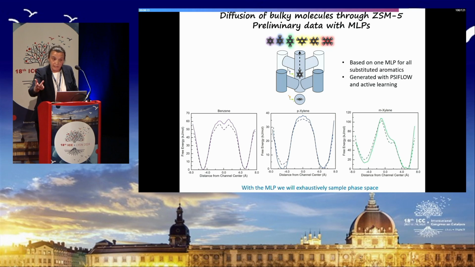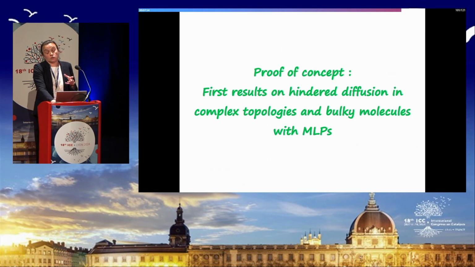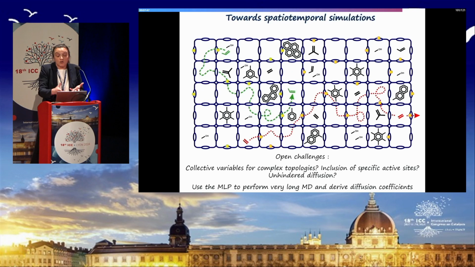So that is also the reason why we have now, in our recent efforts, developed the machine learning potentials. We can now, for the moment, construct also these diffusional profiles, and with this machine learning potential, it is our ambition to exhaustively sample phase space. So this is proof of concept that we can study hindered diffusion with the machine learning potentials, but of course we want to go to these pictures that you have seen here.